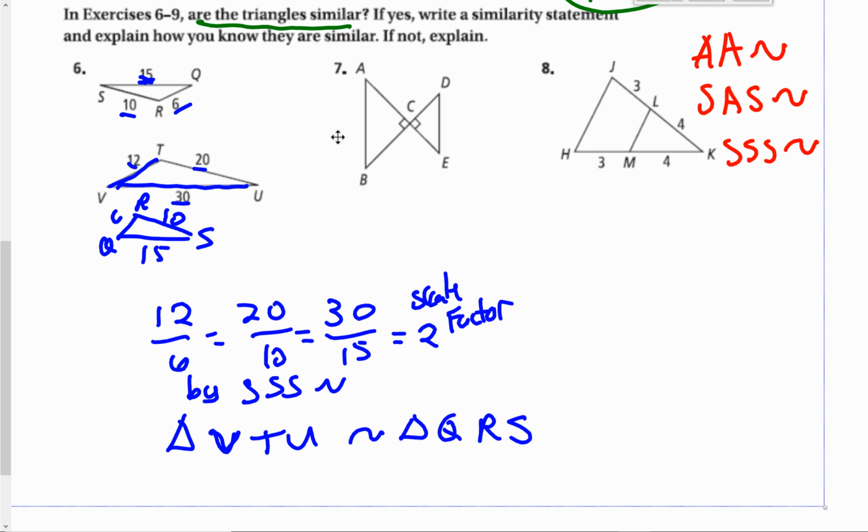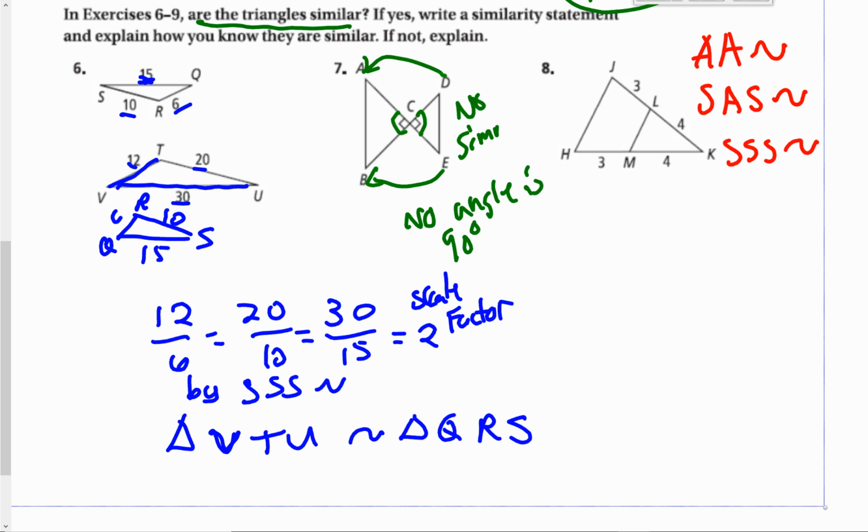Okay, number 7, I'm matching up these. So basically, if you flip this one over, it corresponds to A, and if you flip this one over, it corresponds to B. Well, all we know from this is that C is congruent to this C. So all we have is one angle, 90 degrees. We don't have any sides given to us. We don't have two angles, so this is not similar.